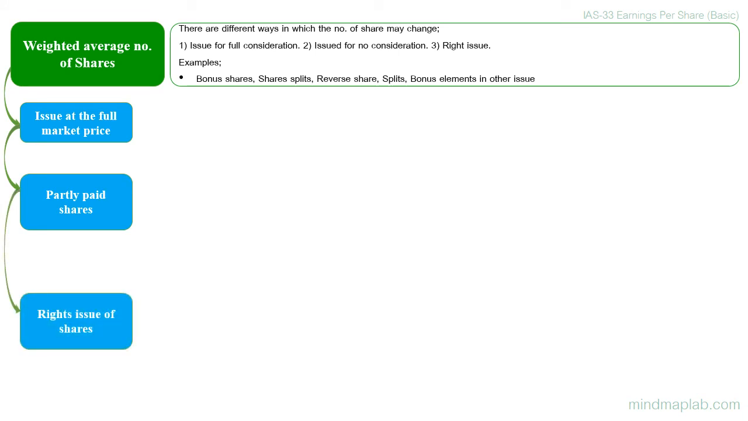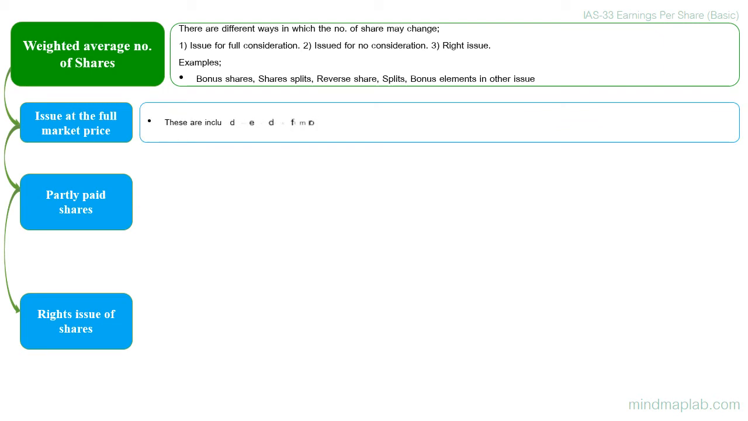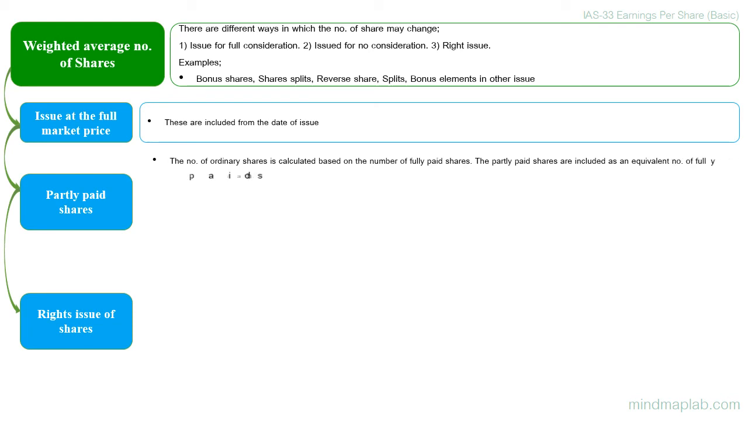Issue at the full market price. These are included from the date of issue. Partly paid shares. The number of ordinary shares is calculated based on the number of fully paid shares. The partly paid shares are included as an equivalent number of fully paid shares to the extent they are entitled to participation in dividends.